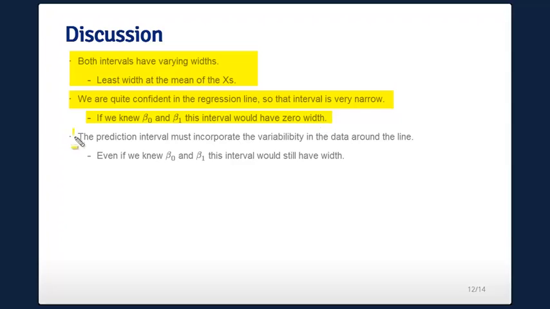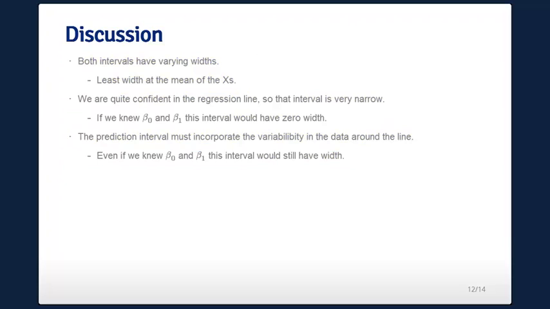However, the prediction interval must incorporate the variability in the data around the line. So even if we knew beta naught and beta 1, that interval would still have width, just the residual variance around the line. Okay, so that's why we get two different lines.